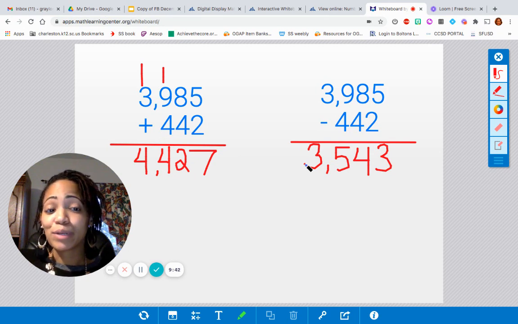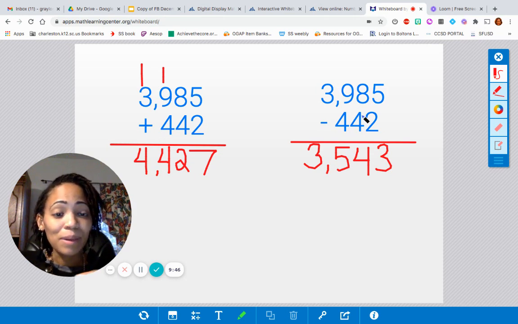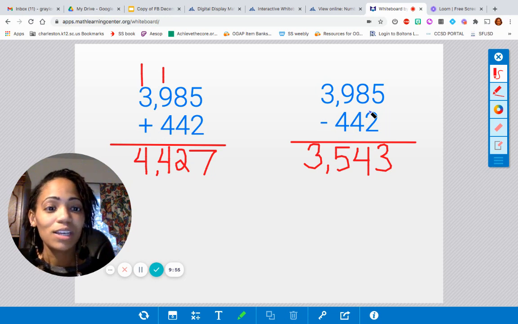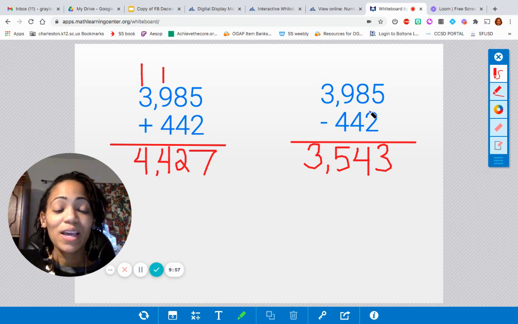But if we did have to do regrouping, just remember that we could take a $100 bill or 100 and split them up into tens. We could take a 10 and split it up into ones, just like getting change in case you need to give somebody some change. You don't want to give them too much. So that's another way that you could think about it.